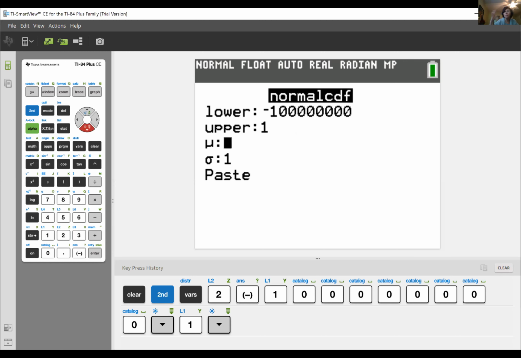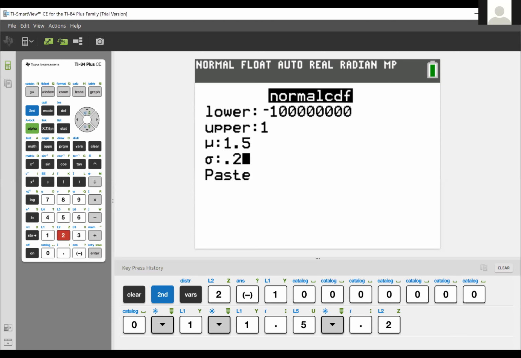Now, if we're using the raw data, it's not been standardized, so it's not a Z-score. What did they tell us was the mean on this data? 1.5, wasn't it? And what did they tell us was the standard deviation? 0.25. I can put all that in.